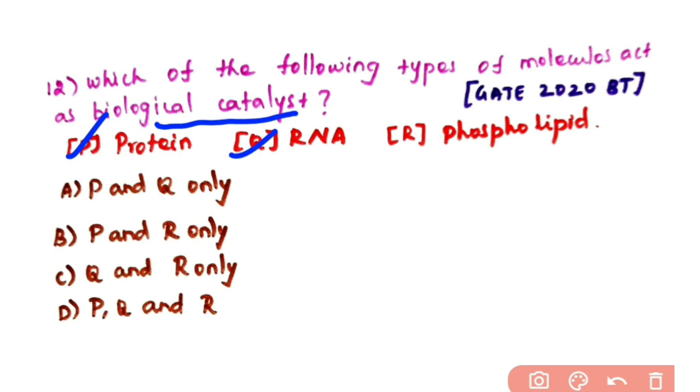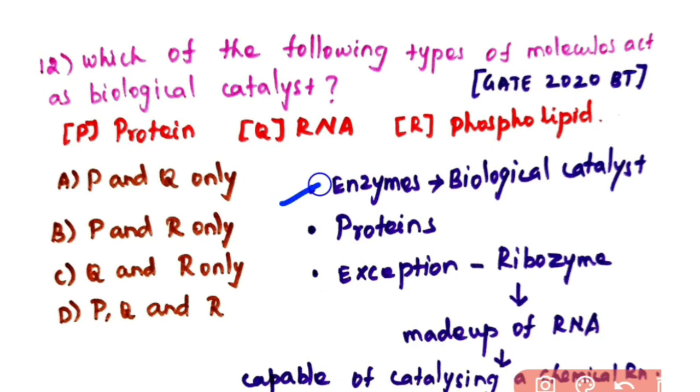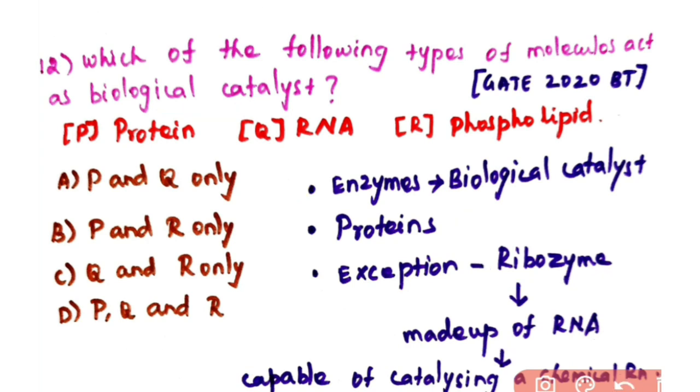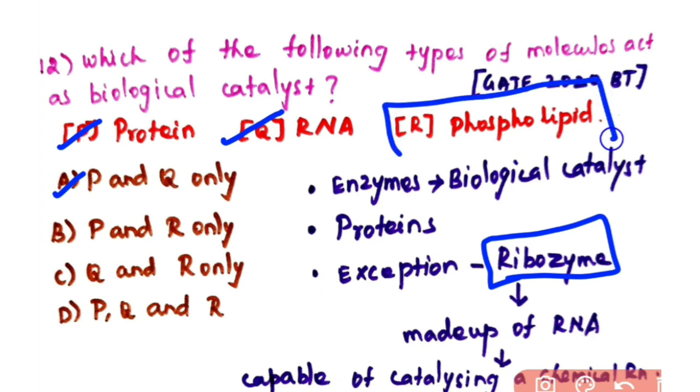Protein, RNA, and phospholipid. As we know that enzymes are known as biological catalysts, and most of the enzymes are made up of proteins. Okay, there is one exception, that is ribozyme. This ribozyme is made up of RNA, and it is also capable of catalyzing a chemical reaction. So protein can act as a biological catalyst, and RNA, that is ribozyme, can act as a biological catalyst. So the answer is P and Q only. There are no enzymes made up of phospholipid.